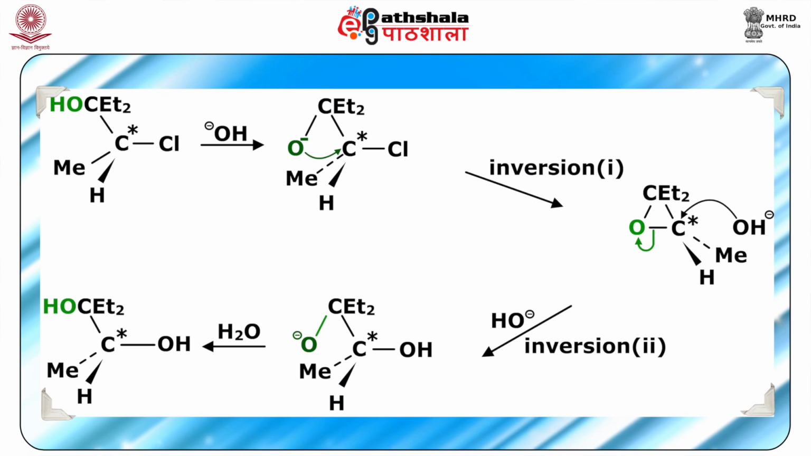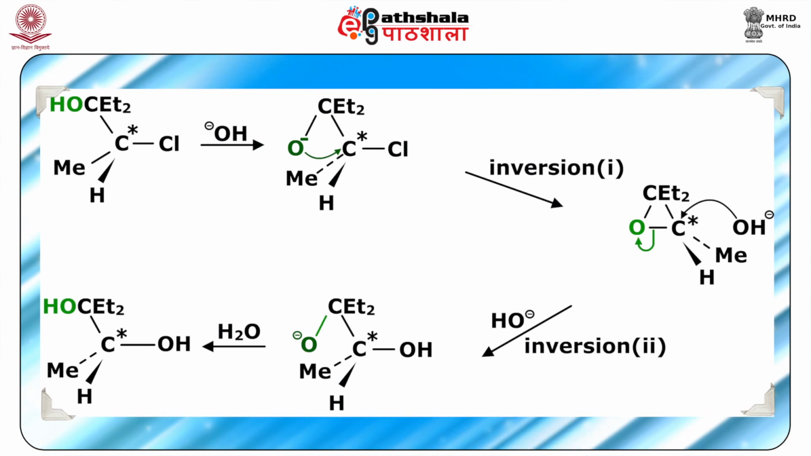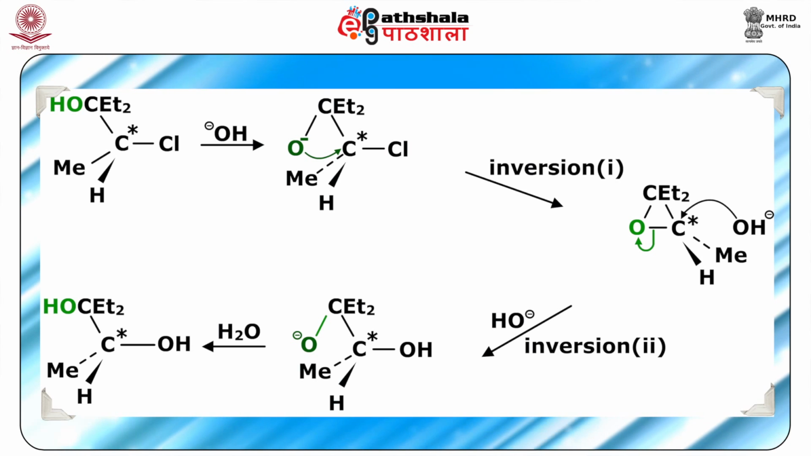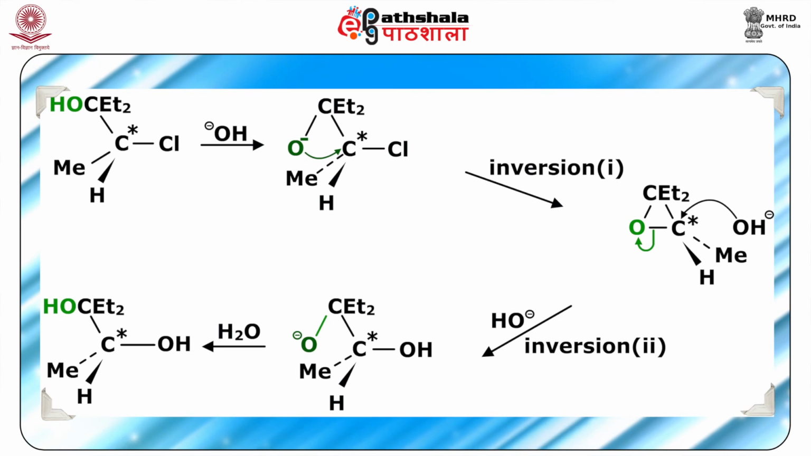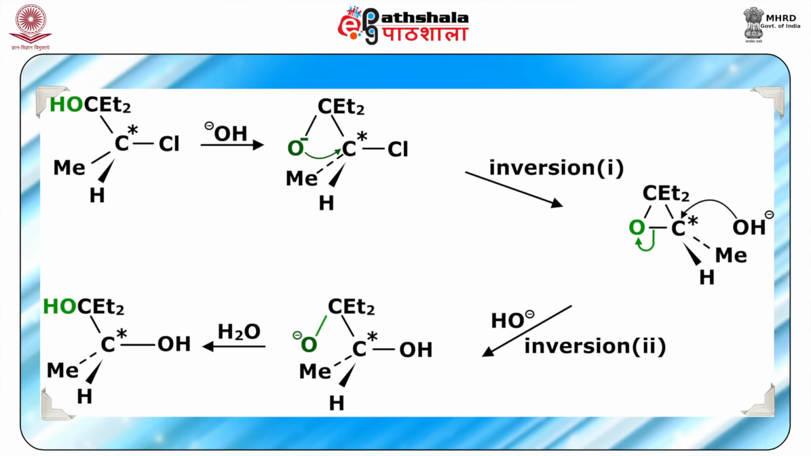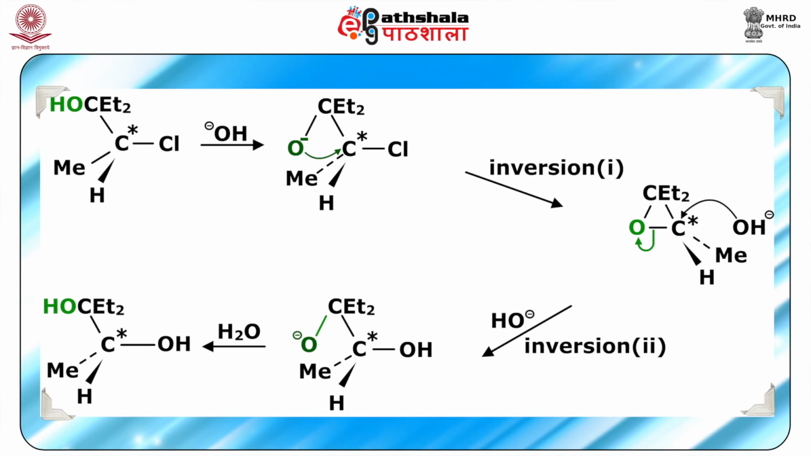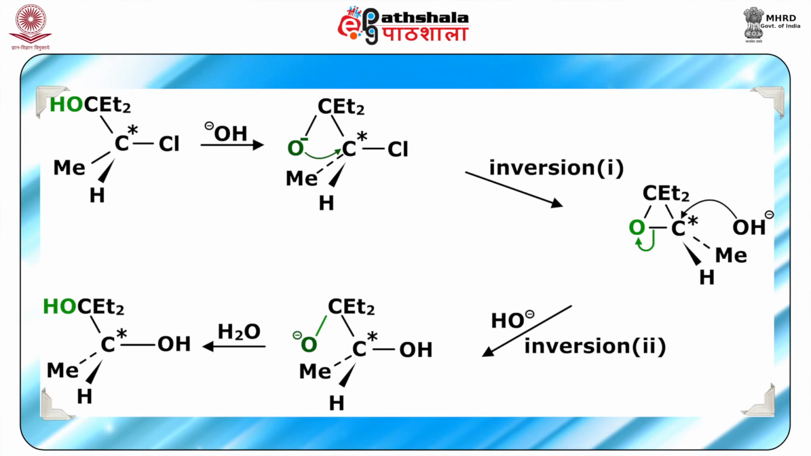So, now if you look at the overall route, there are two inversions happening. It is due to the anchimeric assistance of this OH group, so positioned that two inversions lead to overall retention in the configuration.